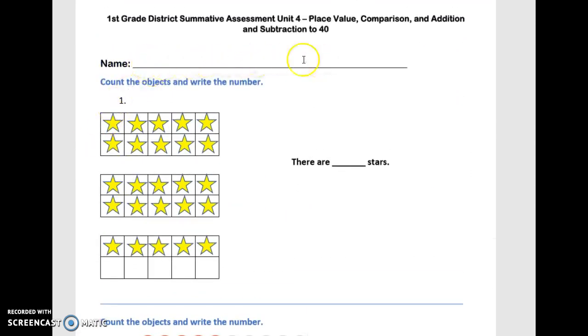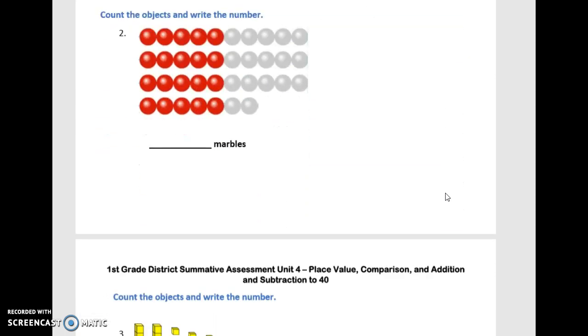Make sure your name is up here at the very top of the paper. Question 1 says, count the objects and write the number. So you're just counting how many stars there are. And then on the blank, right here, tell how many stars. Number 2 says, count the objects and write the number. So count how many there are and write how many there are on this blank. So these are marbles.